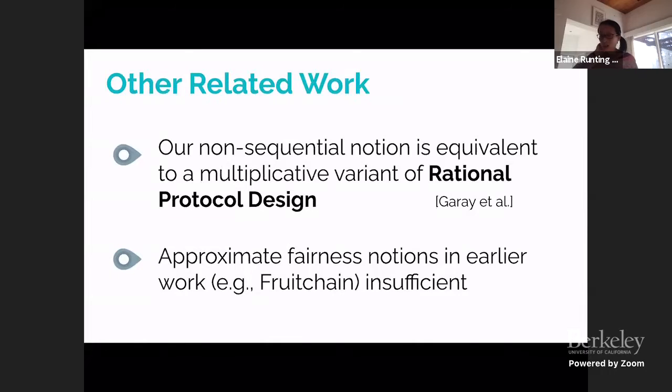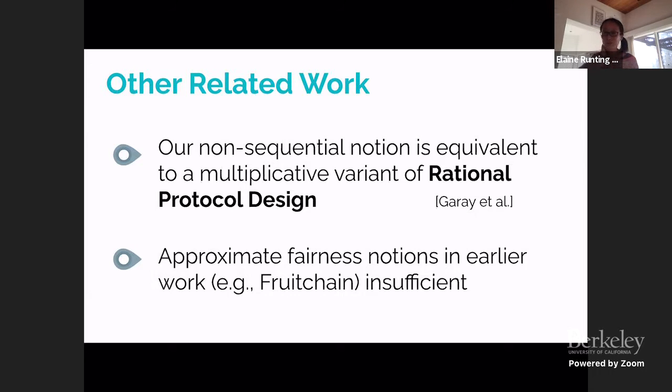Our work is also related to some previous work in the crypto literature. For instance, it's related to rational protocol design. Our non-sequential notion can actually be proven to be equivalent to a multiplicative variant of this rational protocol design notion. But our sequential notion is stronger. Also, we observed that in some earlier papers like FruitChain, their approximate fairness notion is in some sense lacking because it doesn't have this sequential aspect.